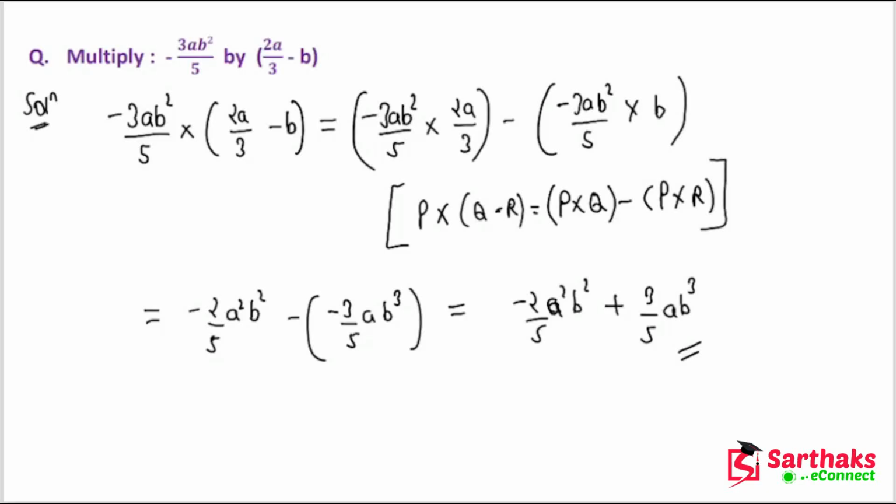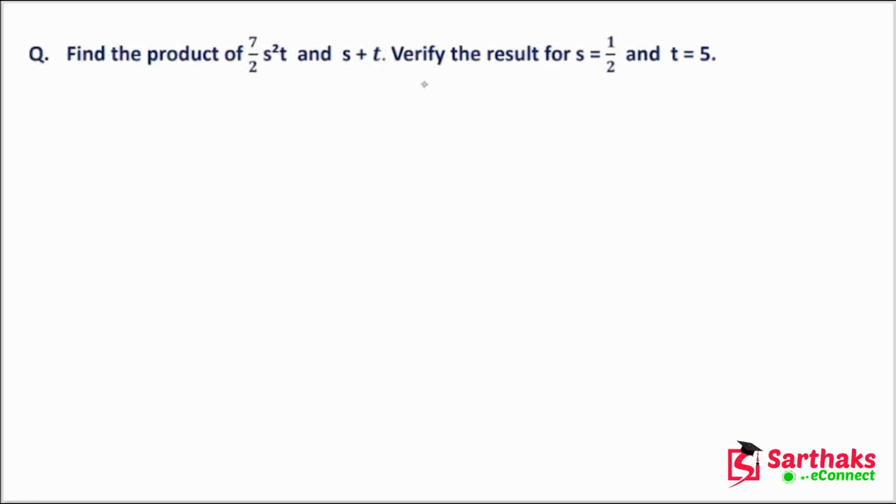Let us move on to the next question. Now this question says that find the product of 7 upon 2 s square t. Obviously s and t are variables, and s plus t. It is a monomial, it is a binomial, and verify the result for s equals 1 by 2 and t equals 5. So first of all, let us find what the product is, and then we will verify it.